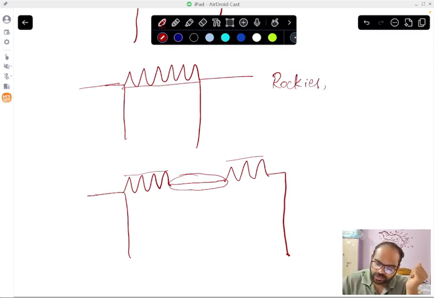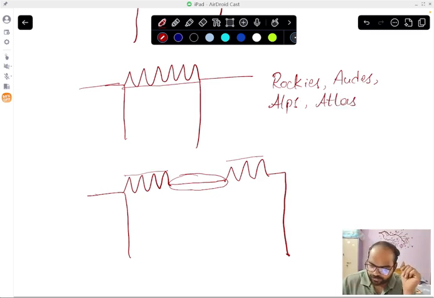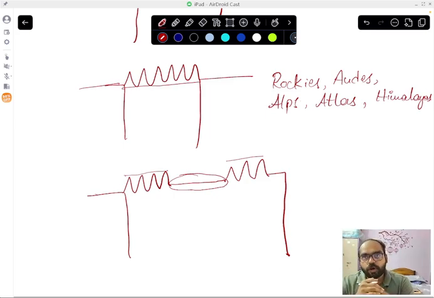Andes in South America, Alps in Switzerland, Atlas mountain ranges in North Africa, Morocco region, our very own Himalayas. These are the important fold mountains on Earth, which are formed due to compression of the sediments present in the geosyncline.